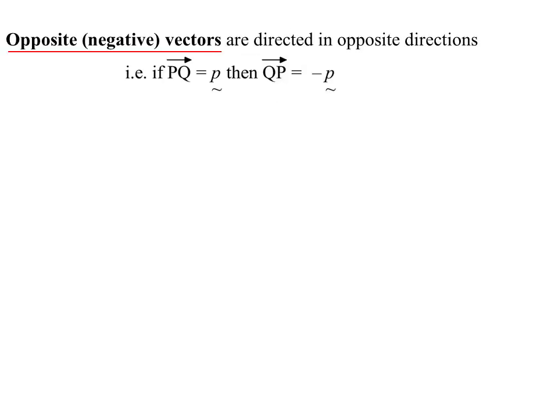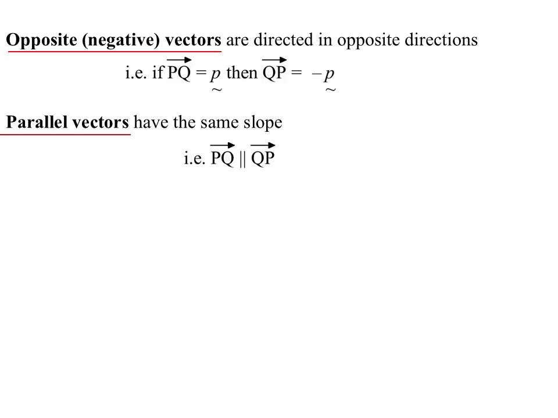Opposite or negative vectors are just in opposite directions. So if I'm saying the vector PQ and I'm representing it with P with a tilde underneath, then the vector QP would be negative P. It's going in the opposite direction. Instead of going from P to Q, it's going from Q to P. Parallel vectors will have the same slope.